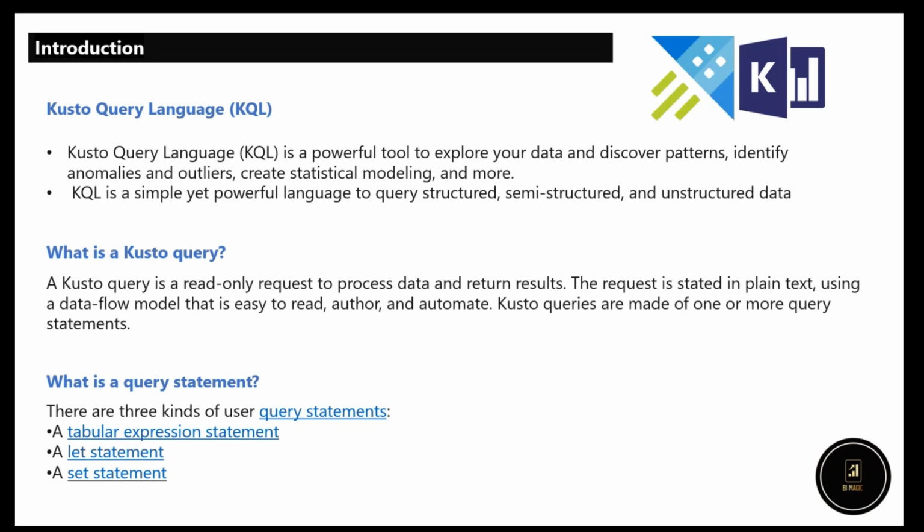And what is a Kusto query? A Kusto query is a read-only request to process data and return results, again, which your SQL will do. I have taken these definitions directly from the Microsoft website, I don't want to differ from that. And in the statement, what is a query statement? There are three types of statements: tabular expression, let statement, and set statement. So this was the theoretical introduction about KQL.